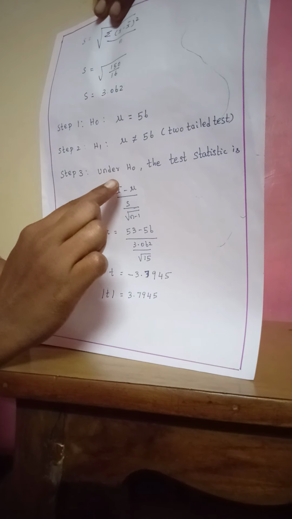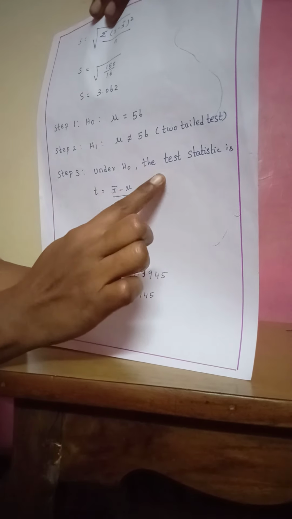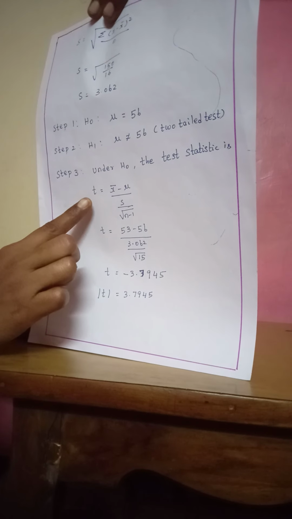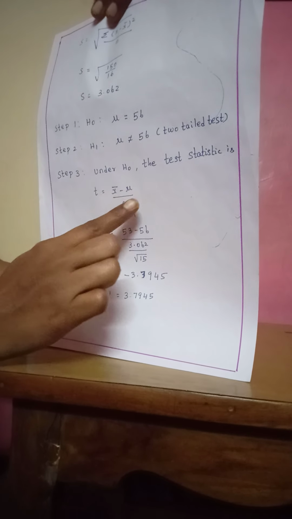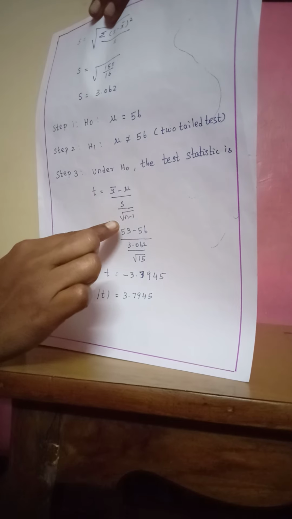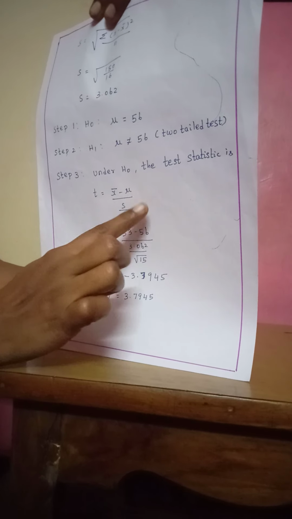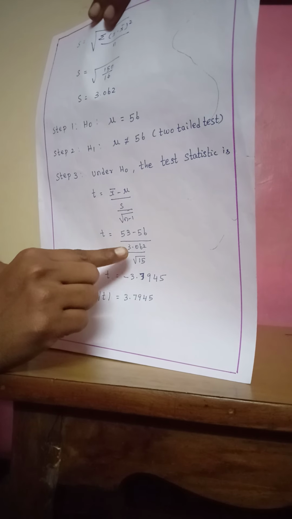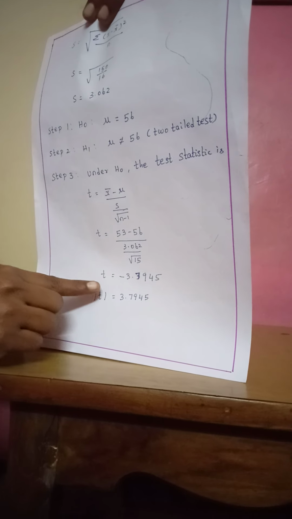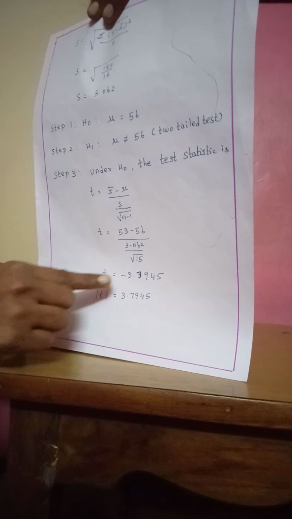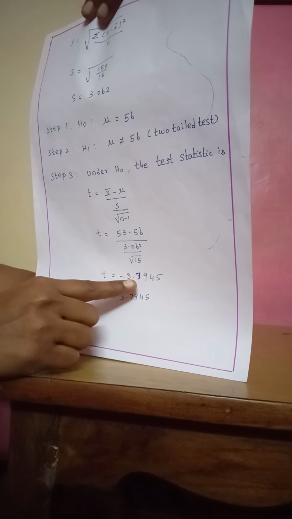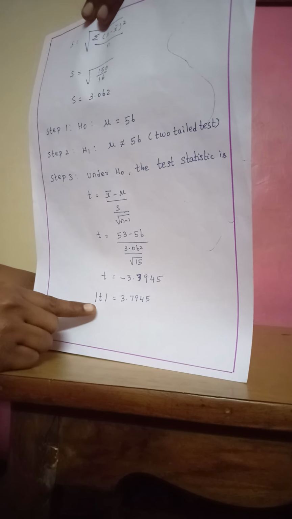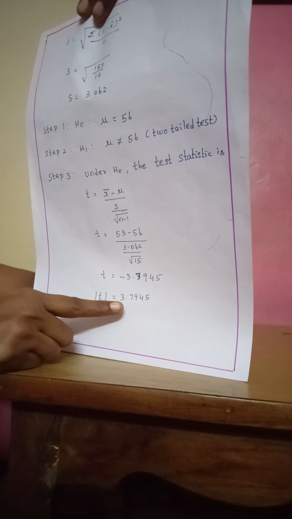Next, under H0, the test statistic is t equal to x bar minus mu by s by square root of n minus 1. This is t-test formula. Substituting the values in this formula and simplifying, we get the t value is minus 3.7945. Modulus of t equal to 3.7945.